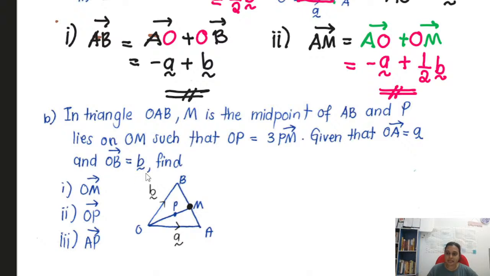B/2. You can write B/2 pun boleh. No problem. No problem. You can write B/2 also. Okay, see this one. P lies on OM. Okay, P berada di garisan OM such that, okay, OP sebenarnya ada vektor, there's a vector. OP sama dengan 3 PM.